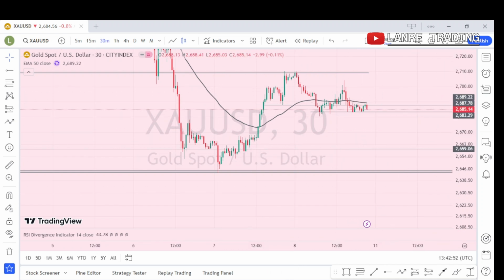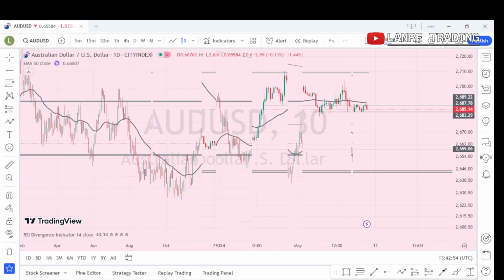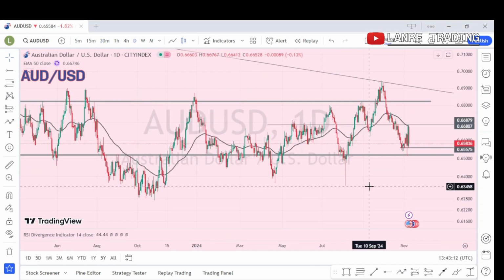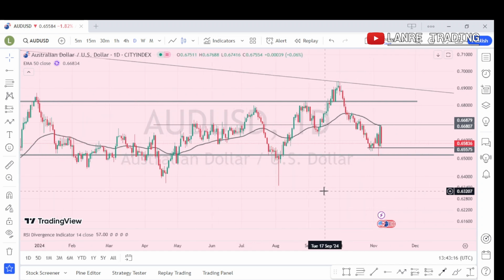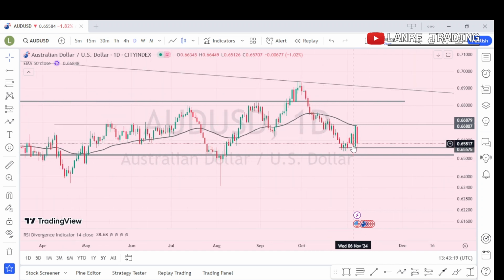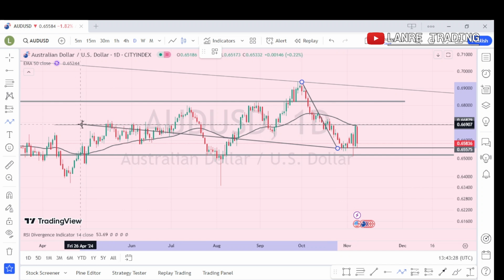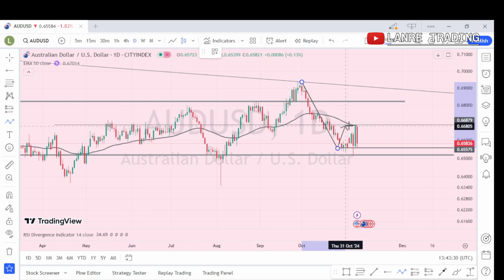I'll move on to the next pair, which is AUD USD. For AUD USD, we are currently on the daily time frame, and as we can see, price is currently at this level. Don't forget, on the daily time frame the overall trend is bearish. Price came back to respect this level right about here. This level is a well expected level. Price has respected this level several times.